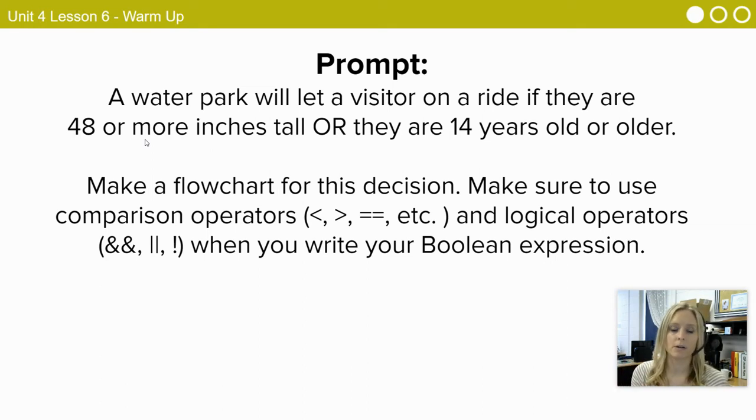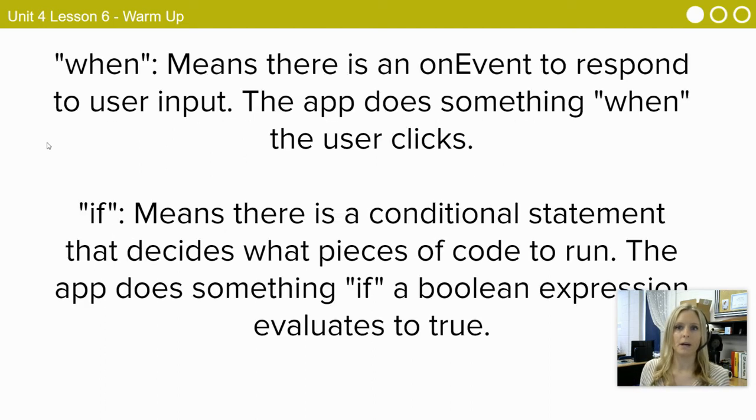So whether you write that in a flowchart format, or if you just write it down in one line using the pseudocode that we used yesterday, I think it's valuable to make sure that you understand how to do that. Another thing to remember, when means that there is an on event to respond to user input. The app does something when the user clicks. If means there is a conditional statement that decides what pieces of code to run. So the app does something if a Boolean expression evaluates to true.